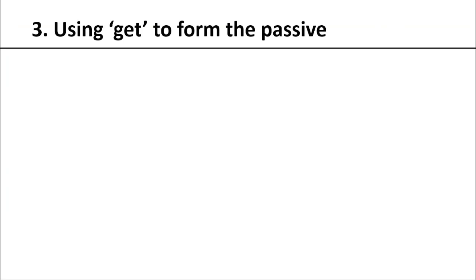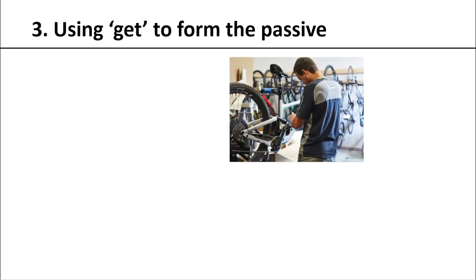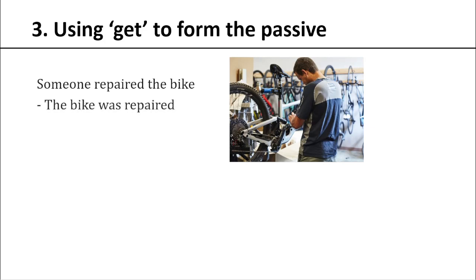We can also use get to form the passive. So we can change be using get. For example, someone repaired the bike. That's the active sentence. The bike was repaired. The bike got repaired. Okay, instead of using was repaired, we use got repaired. So both are the same.